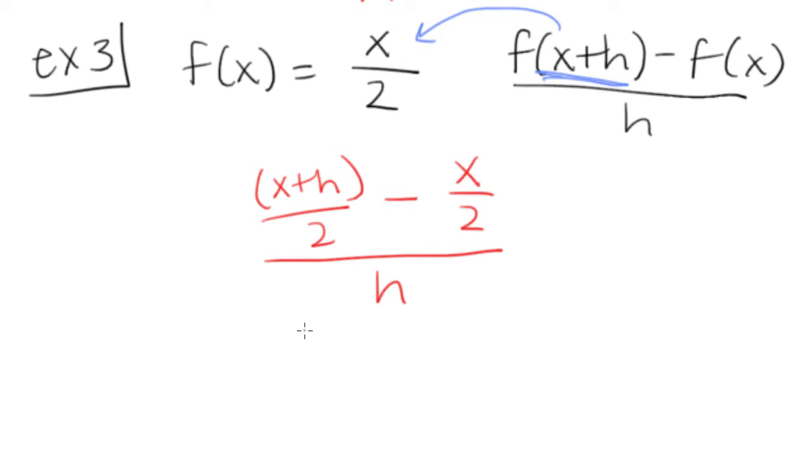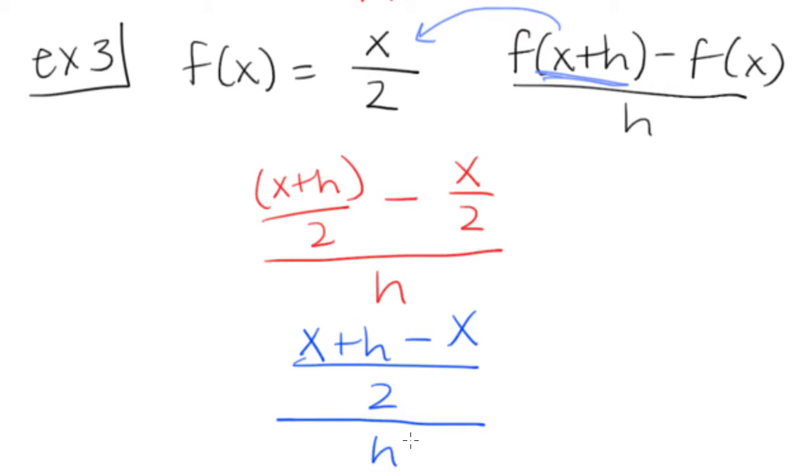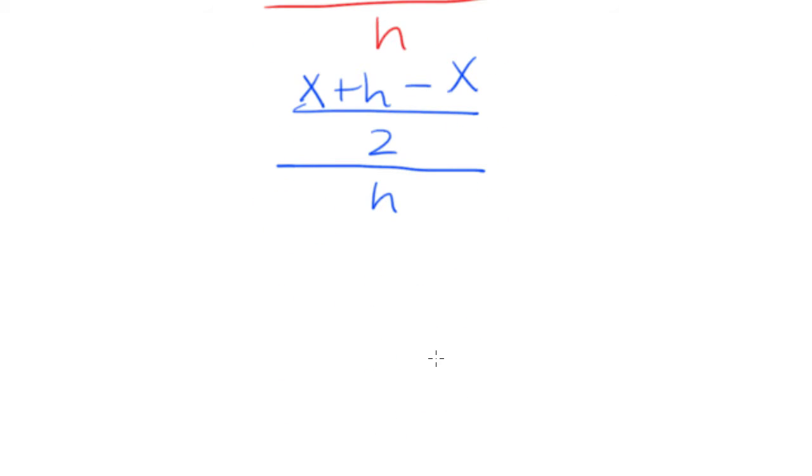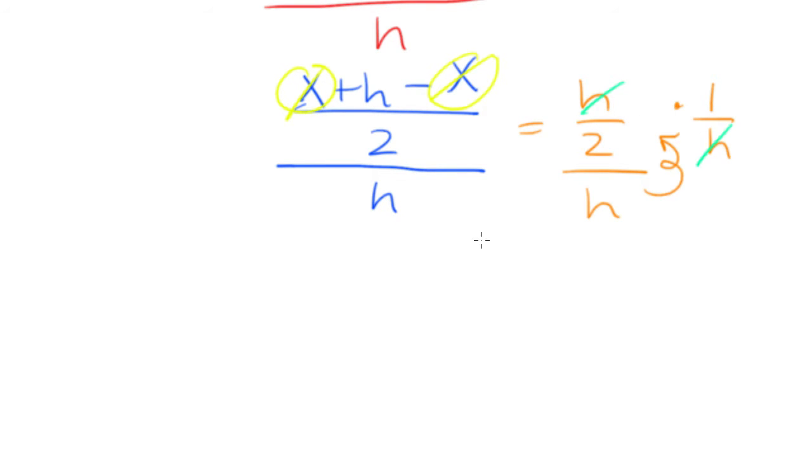So we're gonna then get x plus h minus x over 2, which is all over h. And then these x's cancel out, and we're left with h over 2 over h. And then basically if you move this up here, that turns into times 1 over h. And then these cancel, so you're left with 1/2.